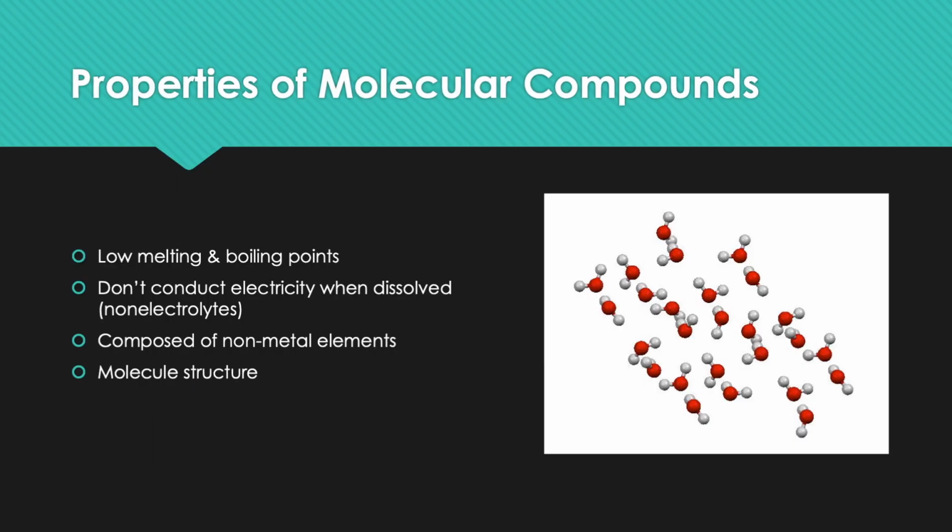So molecular compounds are kind of the opposite, or antithesis, to ionic compounds, and they tend to have a lot of opposite properties. While ionic compounds had very high melting and boiling points, molecular compounds tend to have low melting and boiling points. In fact, many molecular compounds are liquids or gases at room temperature. The molecular compound you're probably most familiar with is water, H2O.